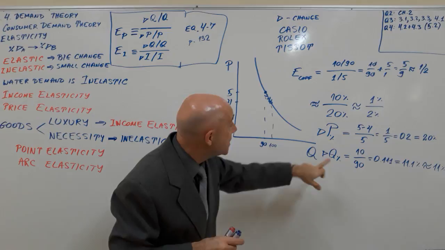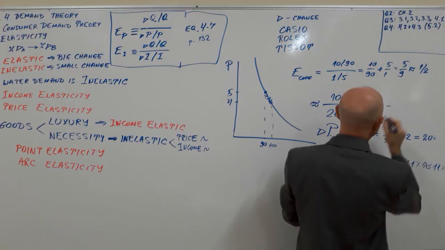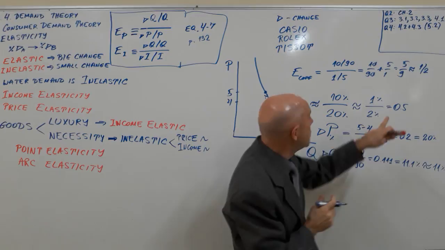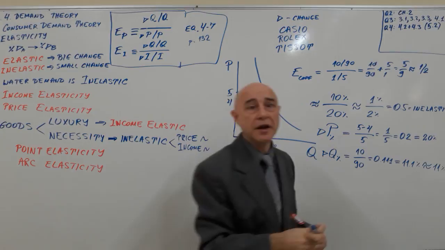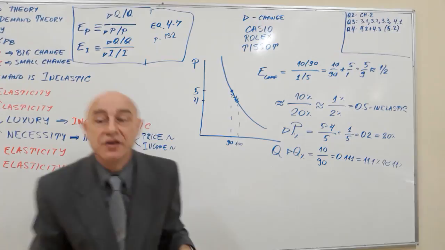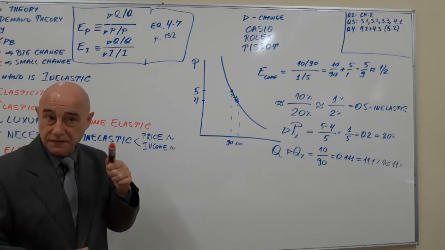So this is, so where is it? 0.5%. So this is 0.5 elasticity. Now notice how the percent cancels with the percent. So 0.5 is inelastic. Okay. And now we finish very quick and very easy. Very quick and very easy. Definition.